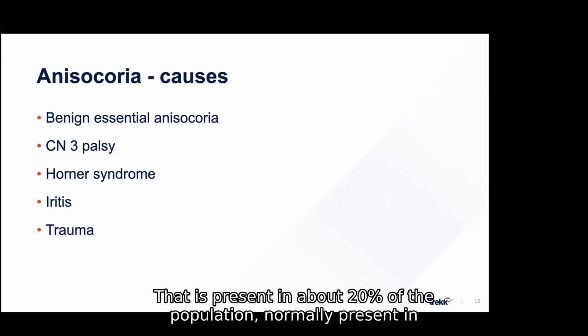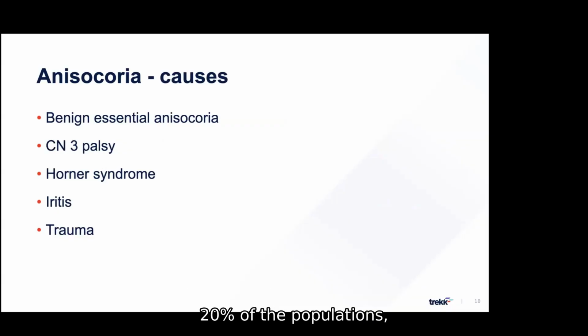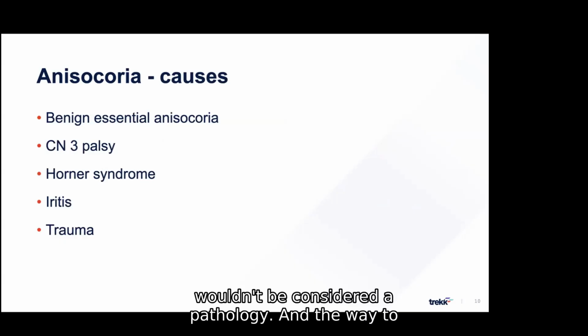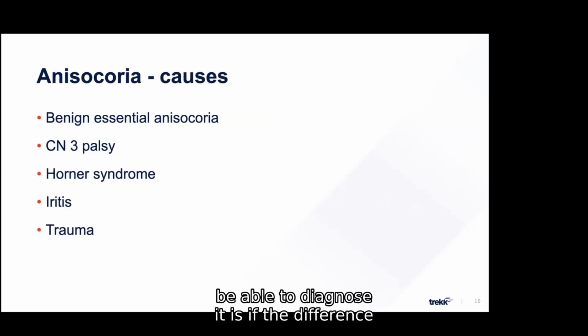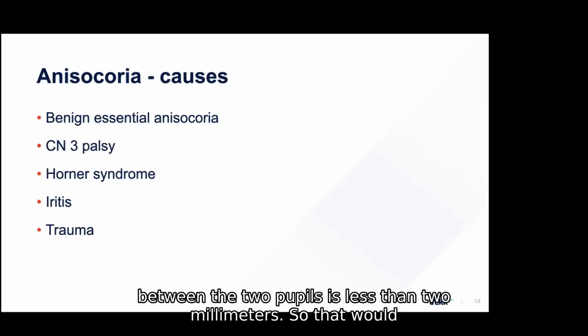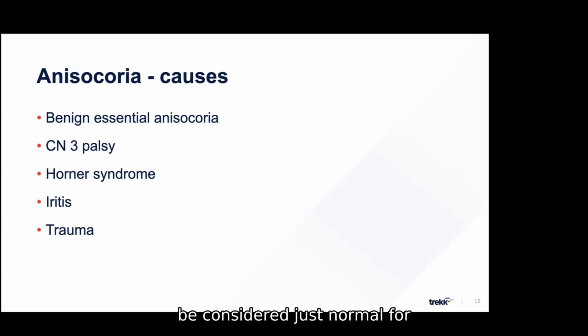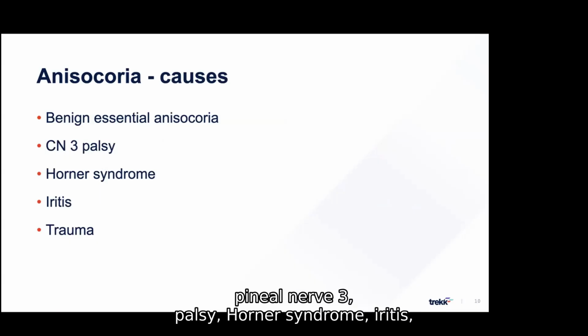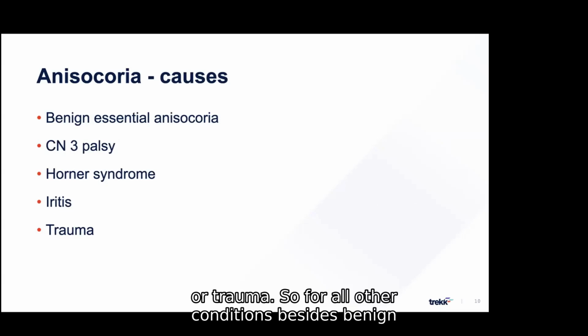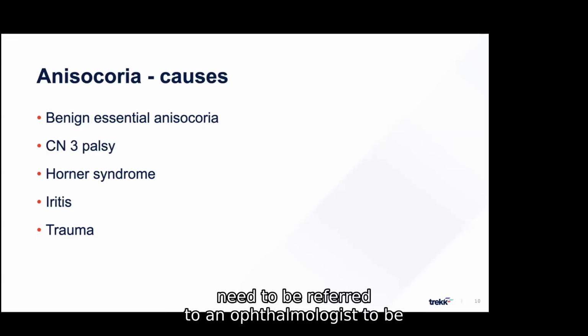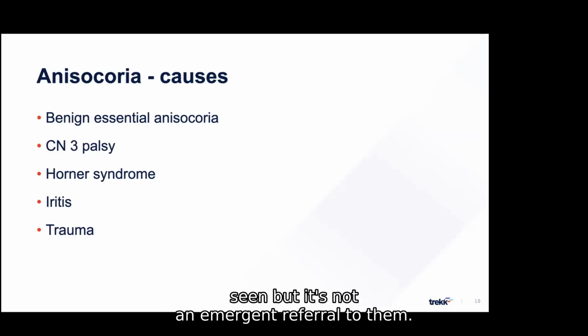That is present in about 20% of the population, so it wouldn't be considered a pathology. The way to diagnose it is if the difference between the two pupils is less than 2 millimeters. So that would be considered just normal for 20% of the population. Other conditions are cranial nerve 3 palsy, Horner syndrome, iritis, or trauma. For all other conditions besides benign essential anisocoria, patients will need to be referred to an ophthalmologist to be seen, but it's not an emergent referral.